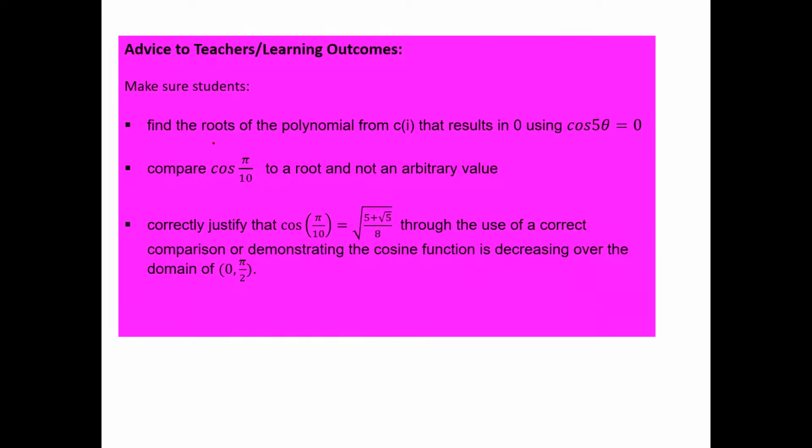The advice for teachers: make sure the students find the roots of the polynomial from C part 1, which is solving cos 5 theta equals 0. Compare cos pi on 10 to a root, not an arbitrary value. Correctly justify that cos pi on 10 is the square root of (5 plus root 5) all over 8, through the use of a correct comparison, or by demonstrating the cosine function is decreasing over the domain from 0 to pi on 2.